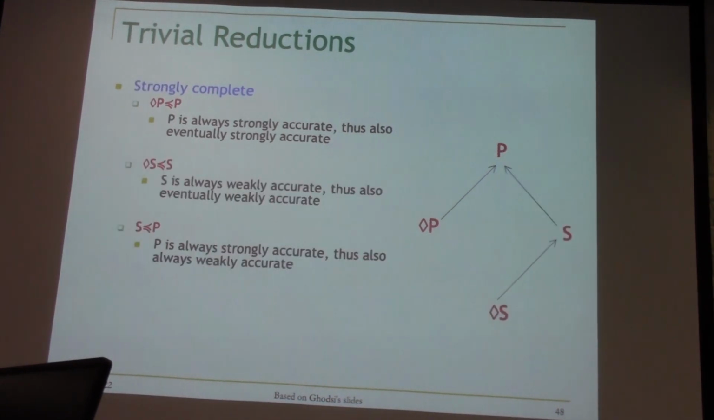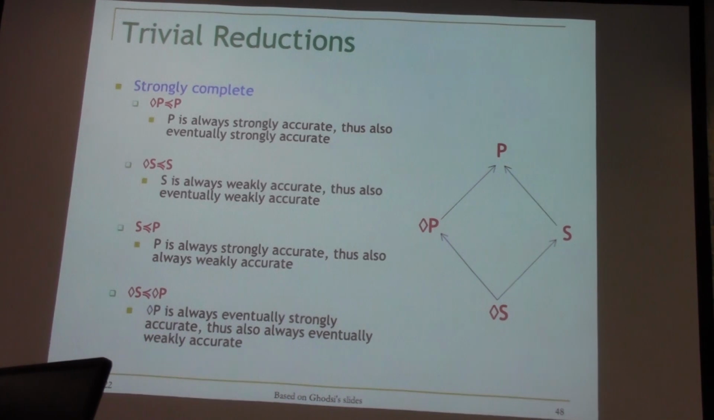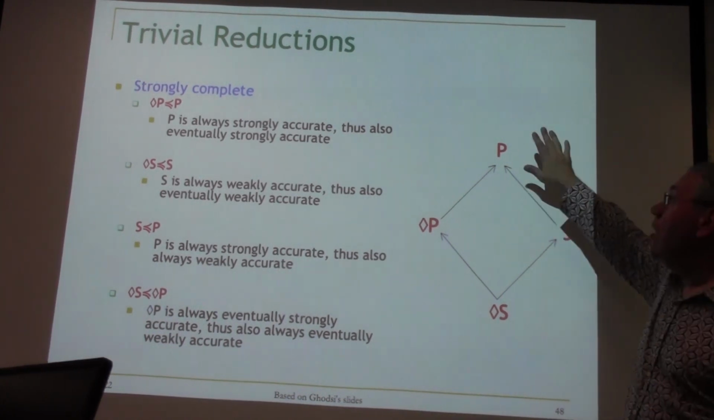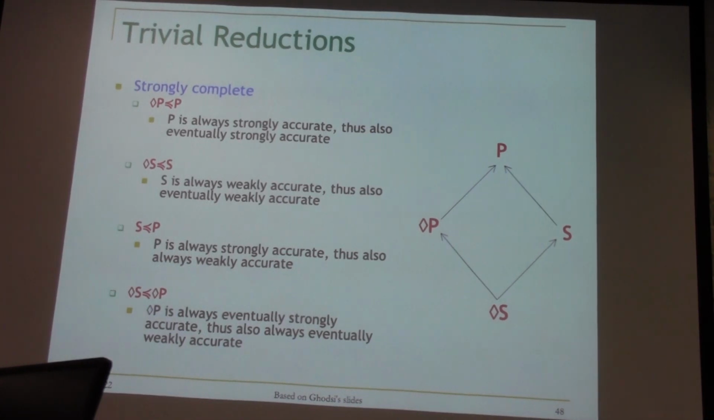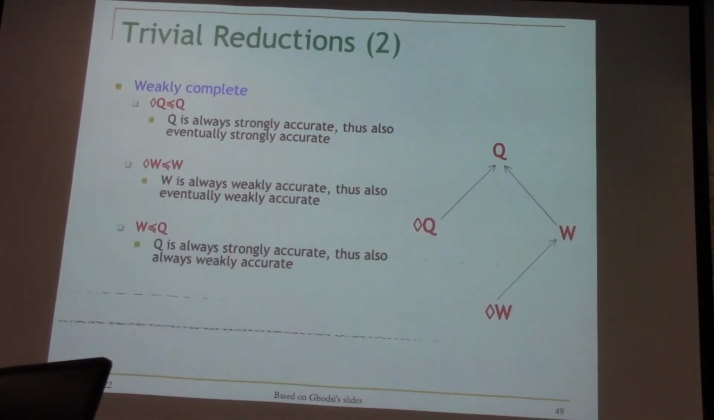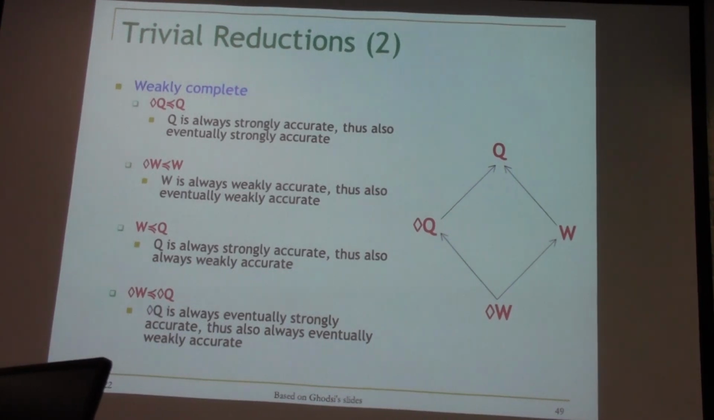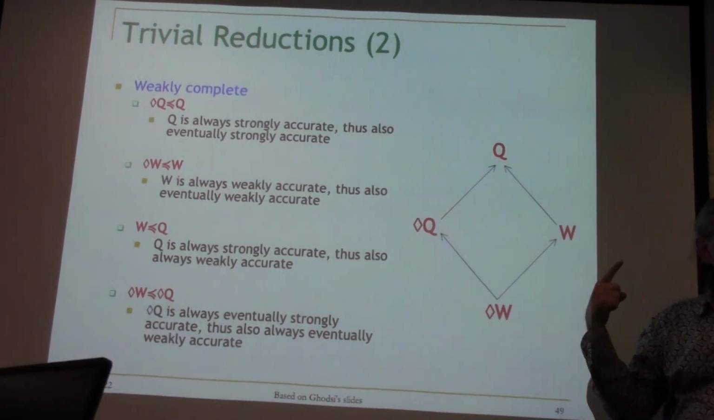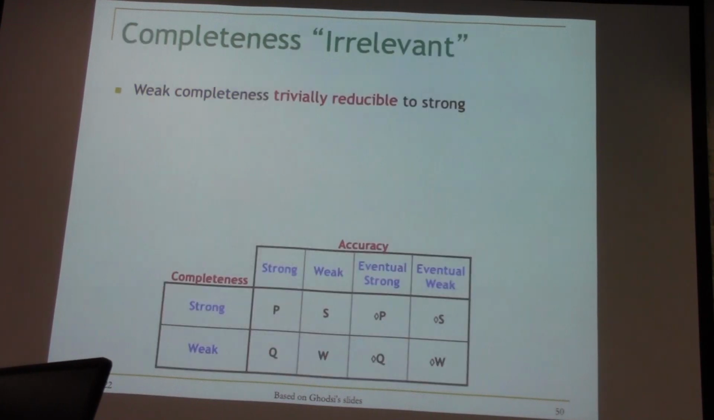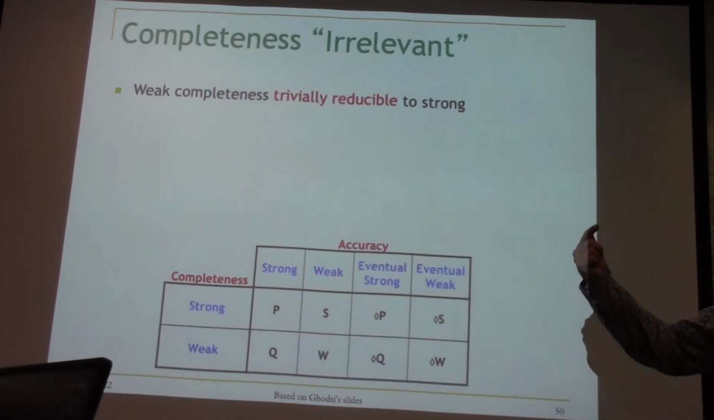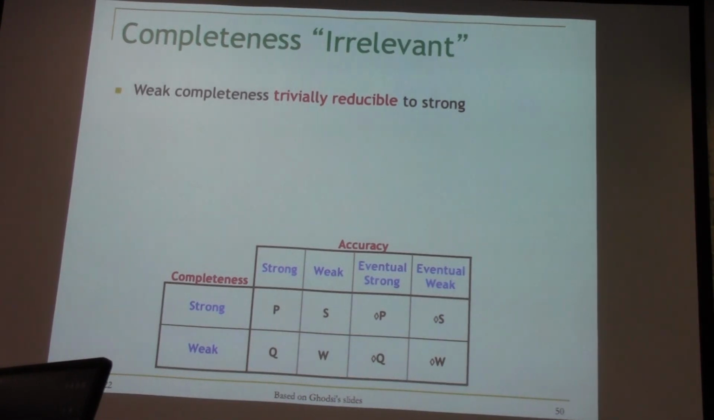Here we have strongly complete ones, which means that all nodes see the crashes. And here we have weakly complete ones. Only one node sees the crash. It's the privileged node, and the others don't. In fact, they're equivalent. Weak completeness and strong completeness are equivalent. We can go both ways.